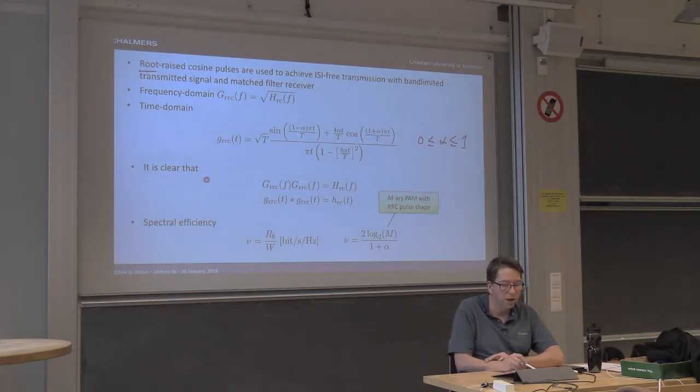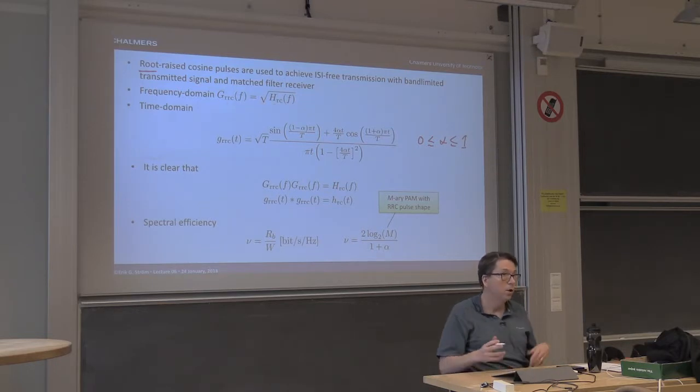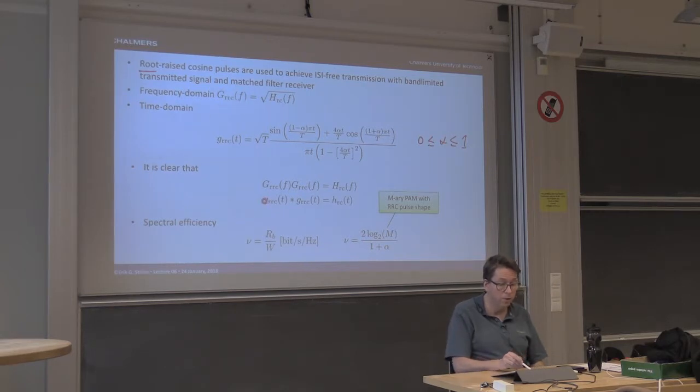Okay, so it's pretty clear now that if we take G, since H is a real valued function, the square root of that is also a real valued function. So typically Fourier transforms are complex valued, but in this case it happens to be real valued. So G is real valued. So if we take G and multiply it with itself, then we get the spectrum of the raised cosine pulse. If we inverse transform the left-hand side and right-hand side, we get the convolution of G_RRC with itself, and that becomes then the raised cosine pulse.